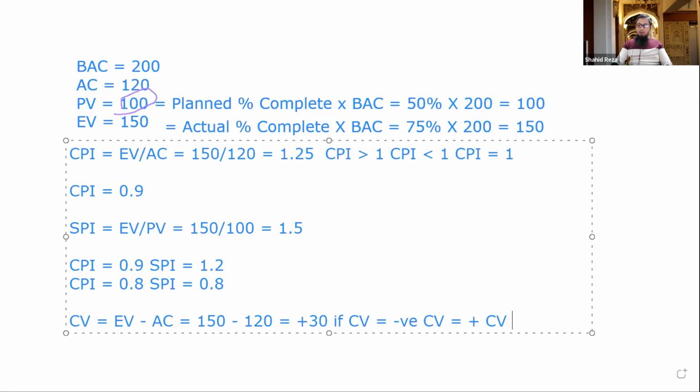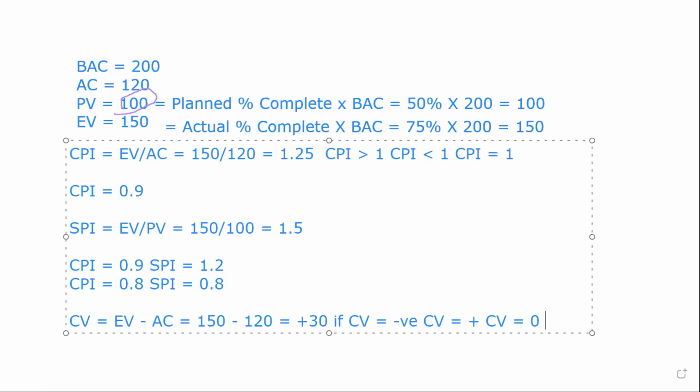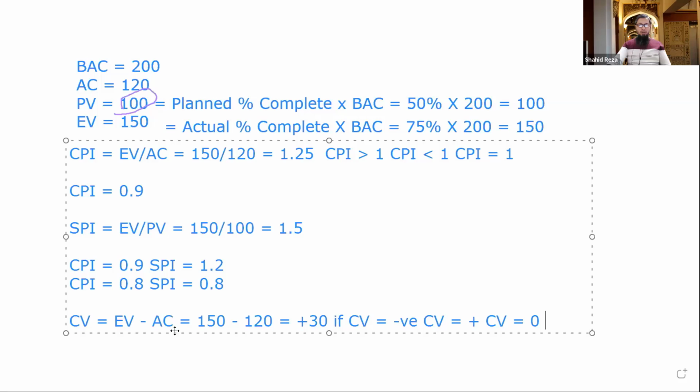But if CV equals 0, what will be the interpretation? Yes, as per plan, on budget. All right. So when earned value and actual cost are the same, then CV will be 0, right? That means we are doing as per our plan. There is no variation, no deviation.